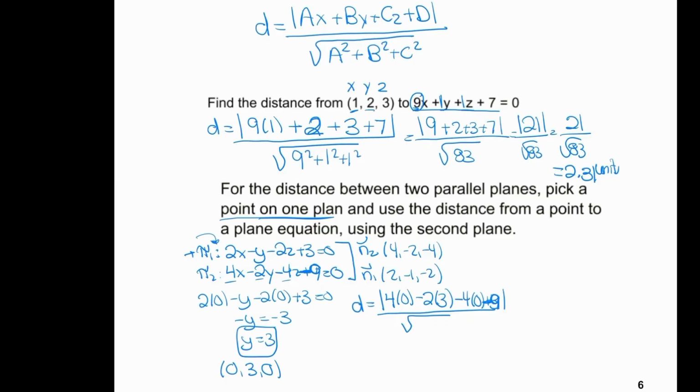You can use either one, it doesn't matter. We'll use the one for this one: 4 squared plus negative 2 squared plus negative 4 squared. So that gives us the absolute value of negative 15 all over root 36, which is 15 over 6, or 3 over 2. We could divide that out if we wanted to, but I just wanted to use it as an example of how we could do that for two parallel planes, using only the equation from a point to a plane.